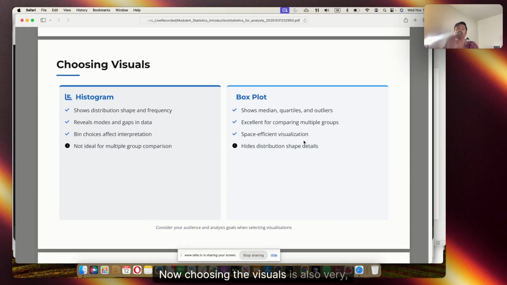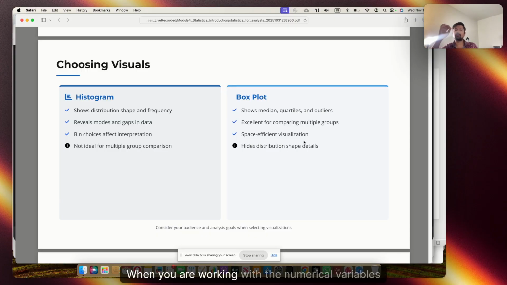Now, choosing the visuals is also very, very important in descriptive analysis. When you choose the histogram, the box plot, or the bar plot, it depends a lot on what your question is, what you would like to explore, and what kind of variable you are exploring.